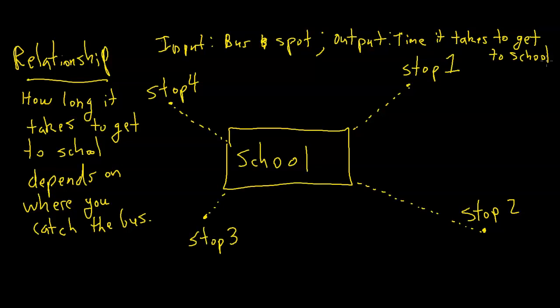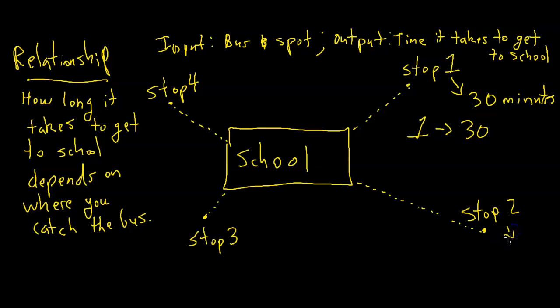That's because the time it takes to get to school depends on what the input is, right? It depends on your bus stop. So in this case, our independent variable is the stop, and our dependent variable is the time it takes to get to school. So let's imagine that if you were at stop 1, it's going to take you 30 minutes to get to school, okay? So an input of 1 for bus stop 1 produces an output of 30 for 30 minutes.